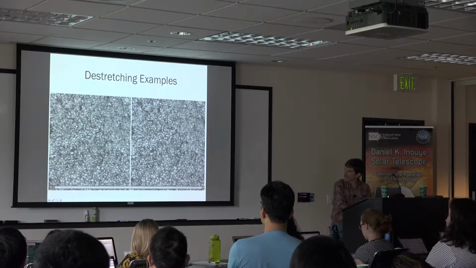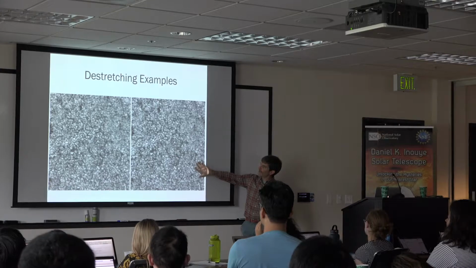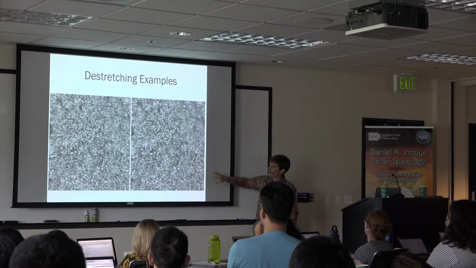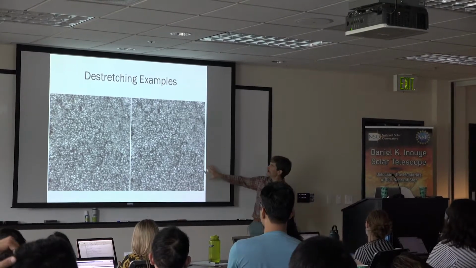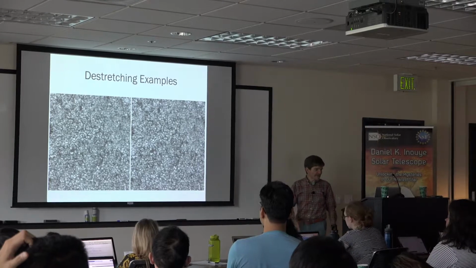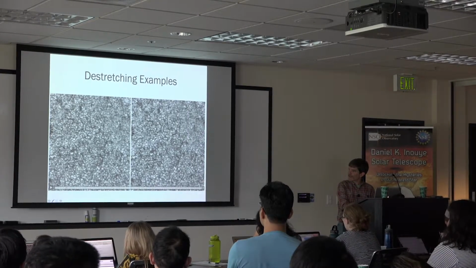Play that again. And so what you get after de-stretching is this image, the sequence on the right. That's actually the same time series, but now it's gotten much more stable, and you don't see that subfield motion anymore. So that would be nice to be able to correct for, of course.